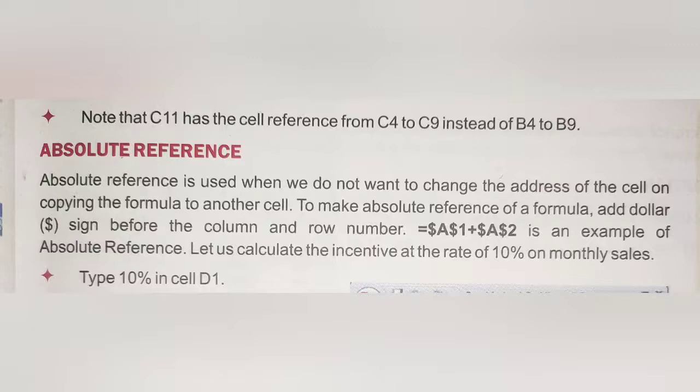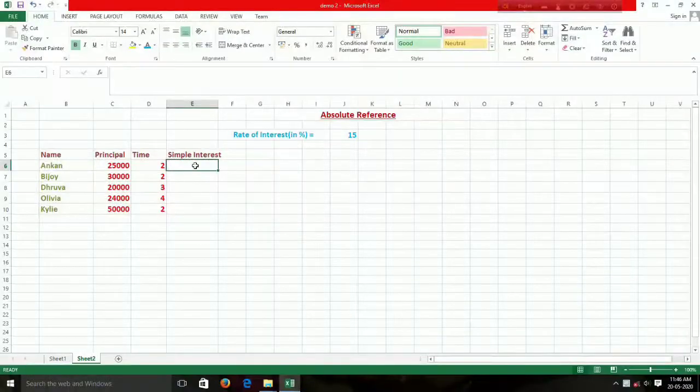absolute reference. Absolute reference is used when we do not want to change the address of the cell on copying the formula to another cell. To make absolute reference of a formula, add $ sign before the column and row number. Now let's see one example. You can see this is the table to calculate the simple interest, and the simple interest for all the person will be different because the principal is different and the time is also different.